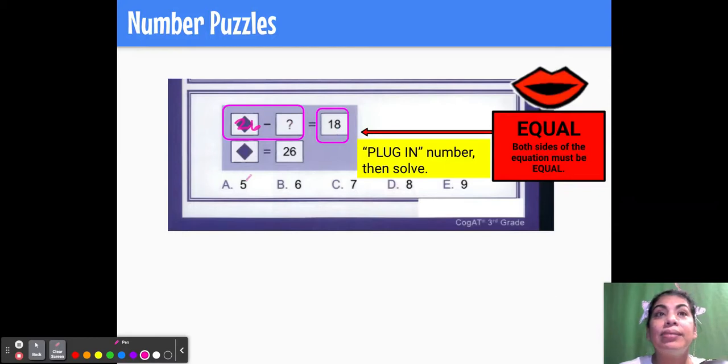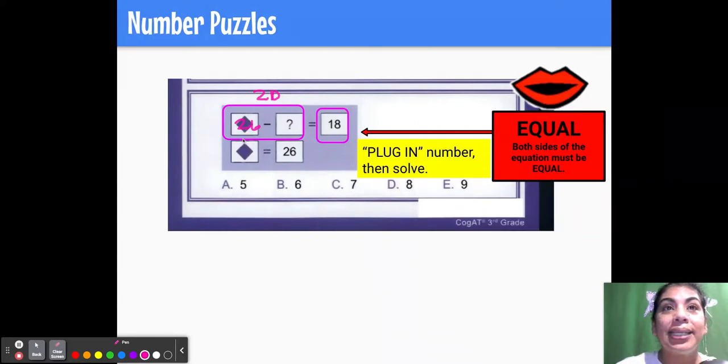Okay, so if it's going to be 5, oh no, because 26 subtract 5 is 21, and 21 is not the same as 18. If I subtract 6, well, then I have 20. That still doesn't make 18. If I subtract 7 from this number, then I still don't have 18. So we have to keep plugging in the numbers until we get to our answer.